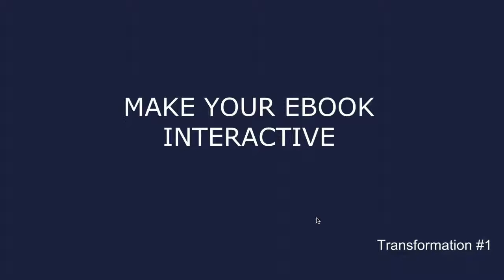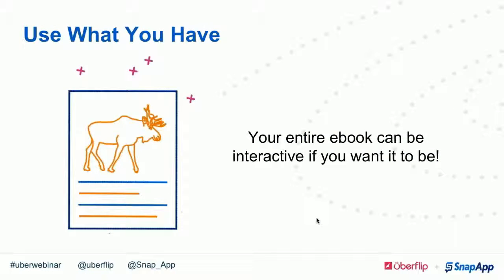So let's talk about the 3 ways that you can really transform your ebook to create some amazing B2B marketing results. The first transformation that we're going to do is actually the easiest, right? And you can do this without interactive content. We'll show you how to do that too. But it's really about making your ebook interactive, making it more engaging. So you have your ebook. So your entire ebook can be interactive if you want it to be, right? Your ebook should be a good experience for your prospects.